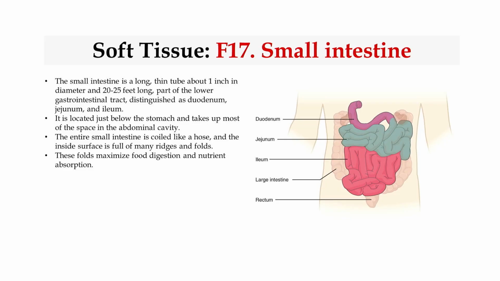The entire small intestine is coiled like a hose, and the inside surface is full of many ridges and folds. This makes sure the proper churning of the food can happen, right? These folds maximize food digestion and nutrient absorption, right? So you're looking at the duodenum, jejunum, ileum, finally followed by the large intestine, and then the rectum. So these transitions through the small and the large intestine are very, very important for the right absorption of food nutrients.